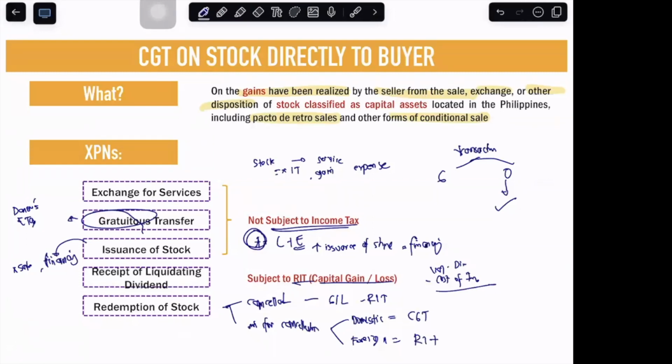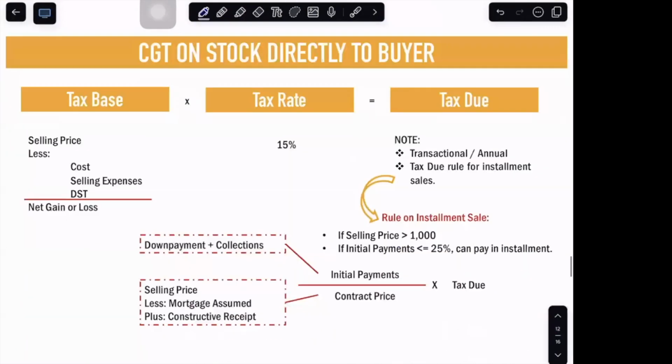So in your redemption of stock, as a rule, if that is purely cancellation, you now look into the gain or loss. It is more of a liquidating dividend. It's like a liquidation of that stock. But if it's not for cancellation, if that is a sale directly, so domestic, CGT, foreign, RIT. Just remember, any stock directly to buyer as a rule is subject to CGT. Now, let's look into the CGT on stock directly to buyer. On your CGT on stock directly to buyer, again, we said it is based on your net gain.